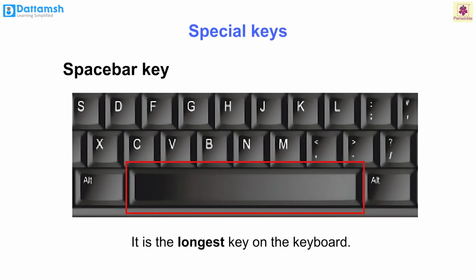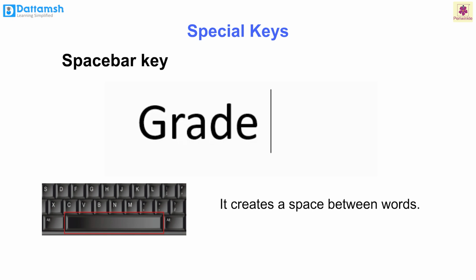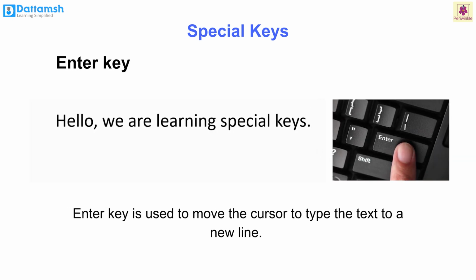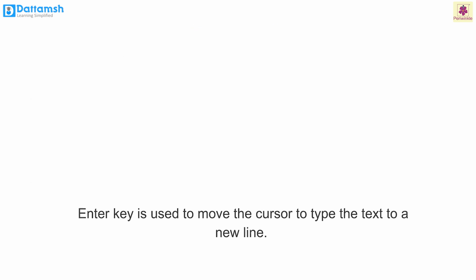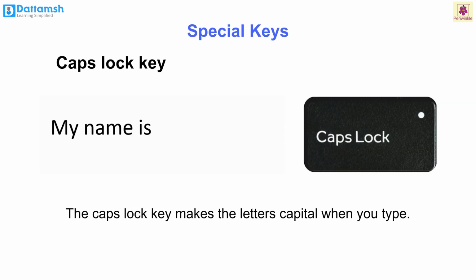Special keys. Spacebar key. It is the longest key on the keyboard. It creates a space between words. Enter key. The enter key is used to move the cursor to a new line to type the text. Caps lock key. The caps lock key makes the letters capital when you type.